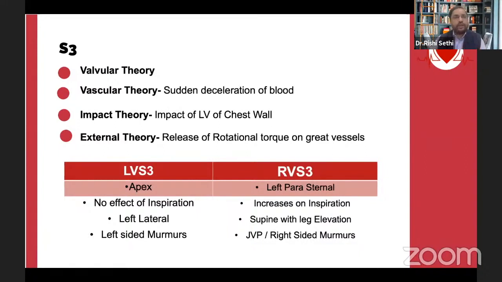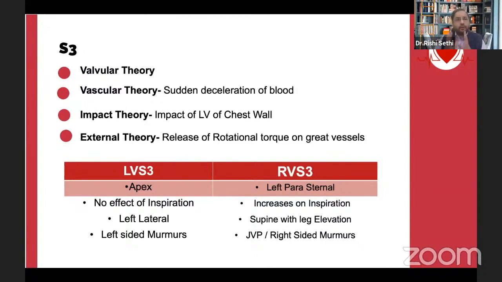The most accepted theory is that there is sudden deceleration of that rapidly flowing blood against the myocardium, that produces S3. That's the vascular theory. There's an impact theory, in which there is an impact of the LV against the chest wall, but that is probably not so conducive. And then there's an external rotation theory that says that the great arteries go into some sort of torsion during systole, and the release of this rotational torsion during the diastolic period gives rise to S3. Of course, clinically, these are not for your examination point of view, but only if asked in viva.